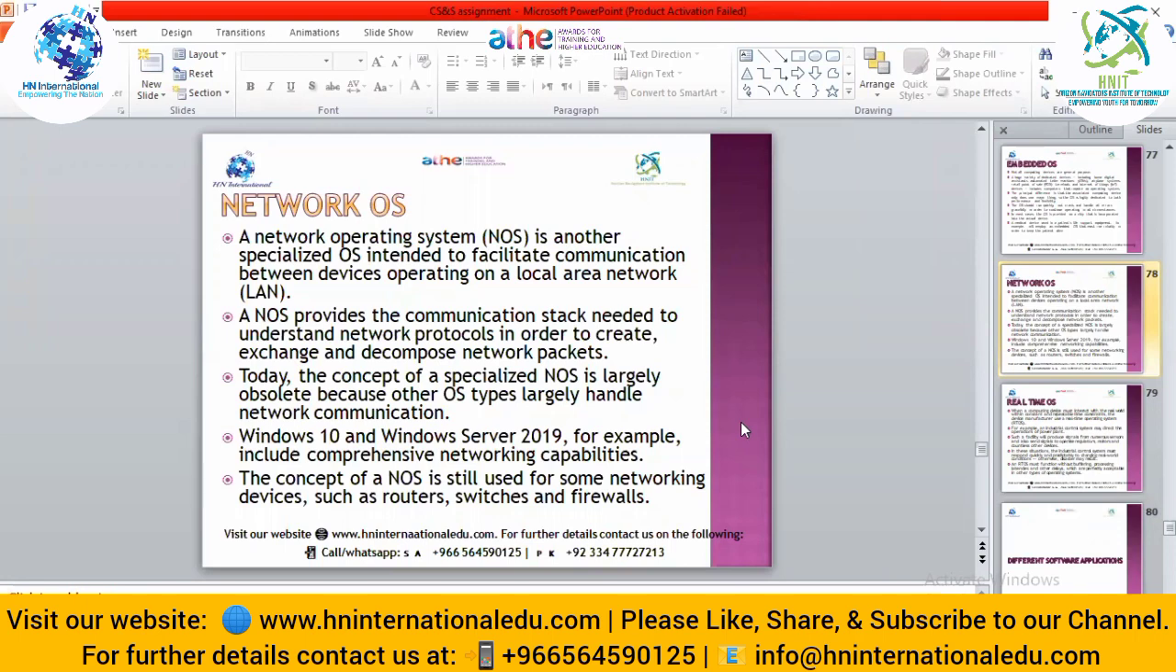So today the concept of a specialized network operating system is largely obsolete, because other operating system types largely handle network communication. All types of operating systems provide networking features, like Windows 10 and Windows Server 2019, for example, which include comprehensive network capabilities. The concept of a network operating system is still used for some networking devices such as routers, switches, and firewalls. So the devices that are used to make a network are using the network operating system.